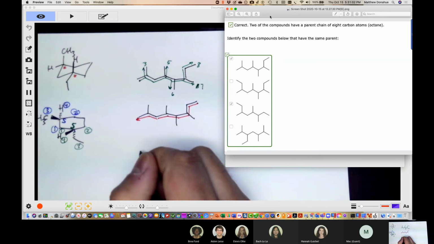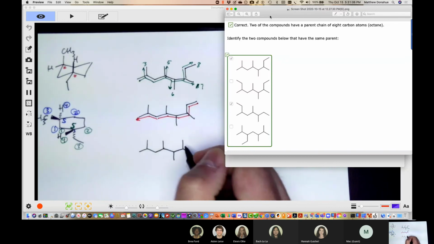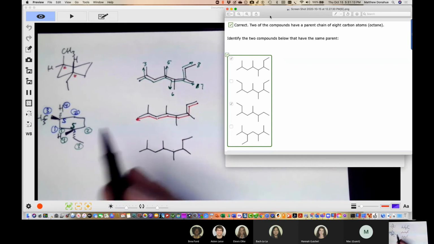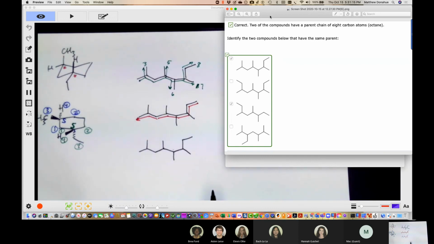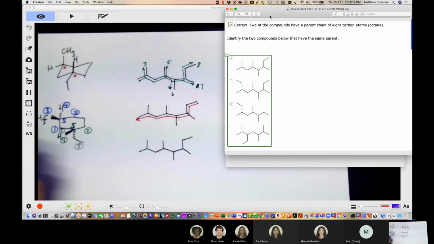So the point I'm trying to make is you don't want your eyeball flittering around and starting in some random spot that you know is not going to include the longest chain. You just need to train yourself, as Hannah said, to find the parent, but be logical about where you start.